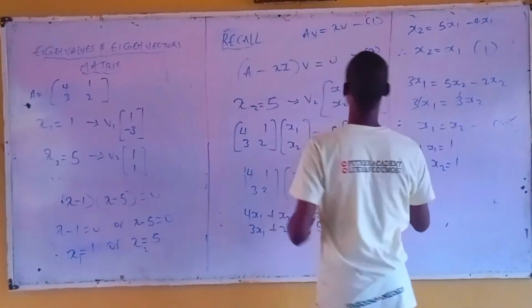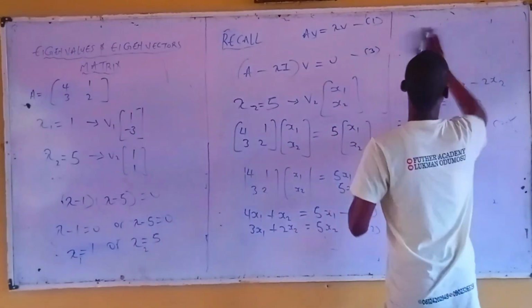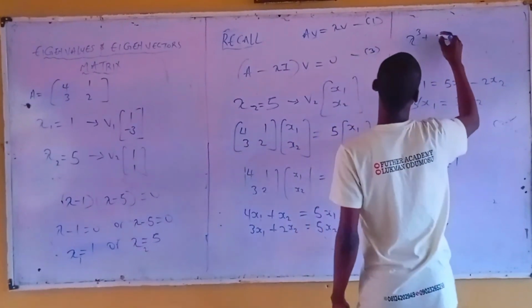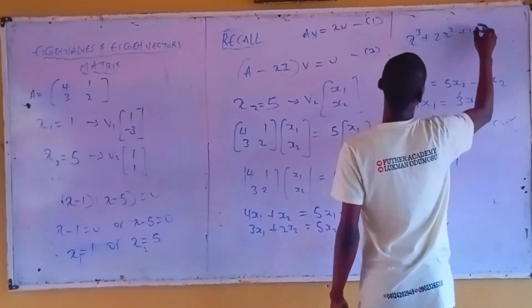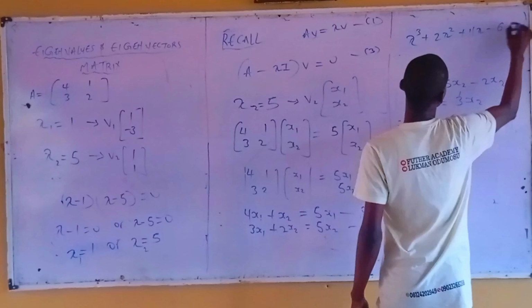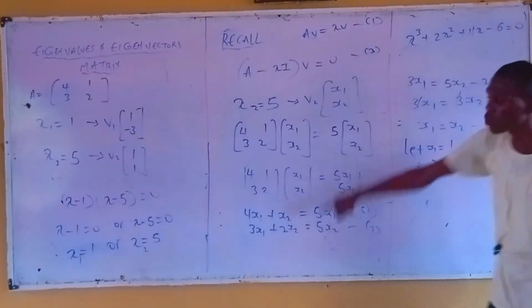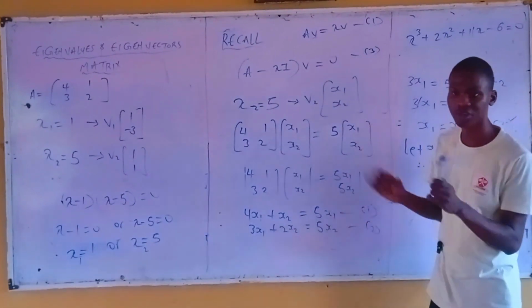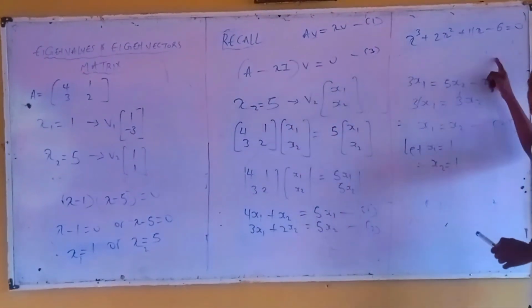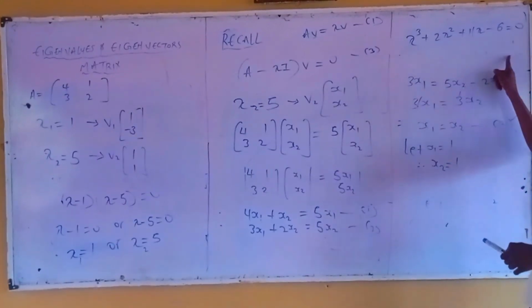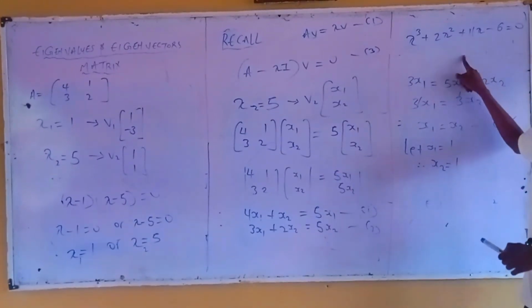This is what I'm saying. Let's say for a polynomial equation, we have lambda cubed plus 2 lambda squared plus 11 lambda minus 6 equals 0. You can't compare this equation with the one we solved. That one we can factorize directly. But this one, you have to find the root of this equation too. But how do we find it?